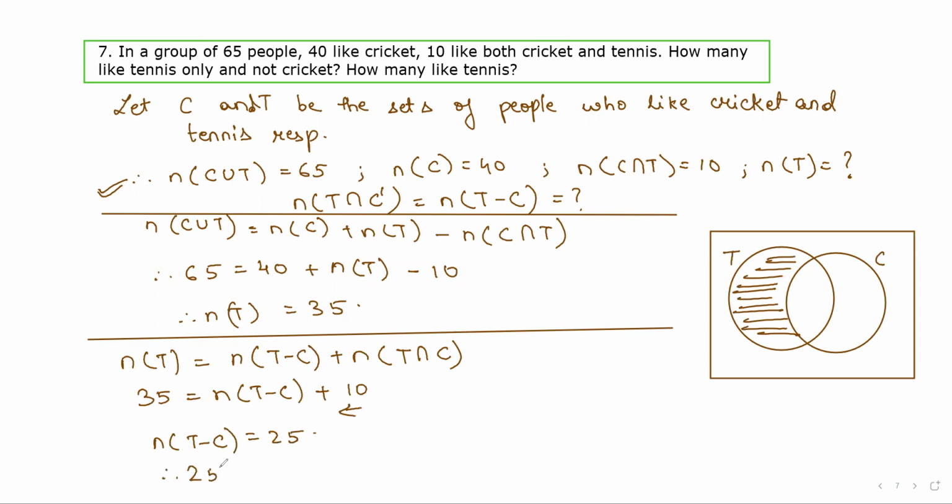Therefore, 25 people like only tennis. You can even continue with and not cricket.